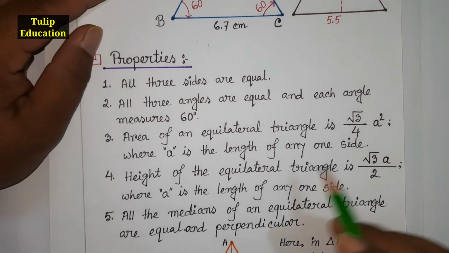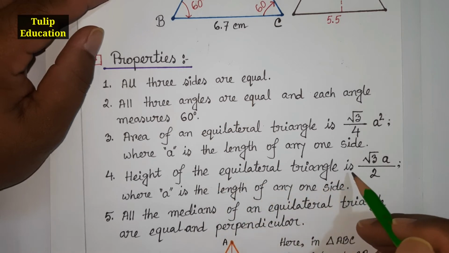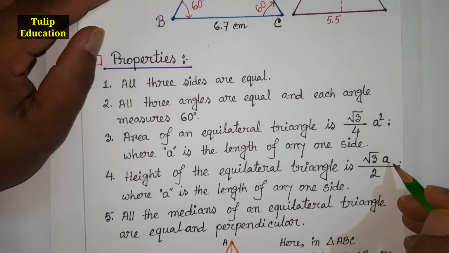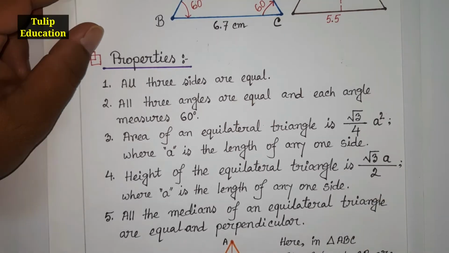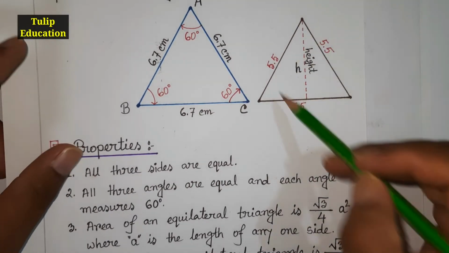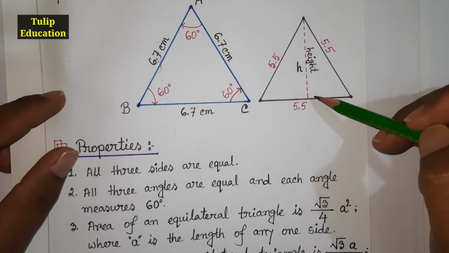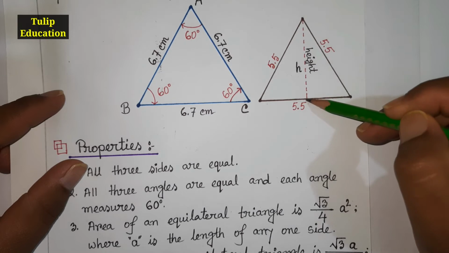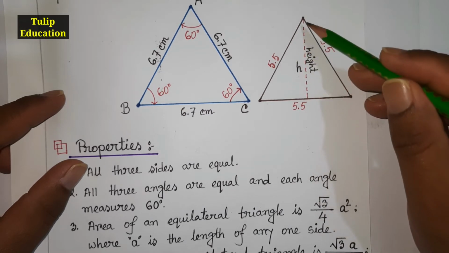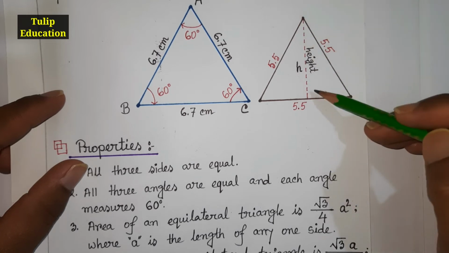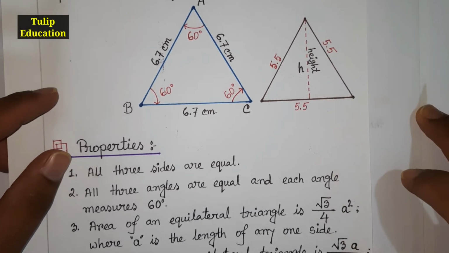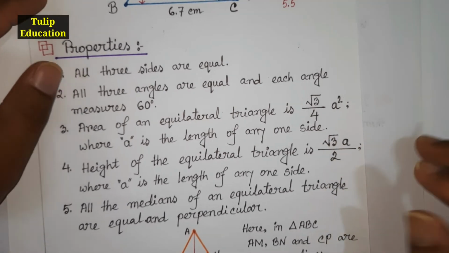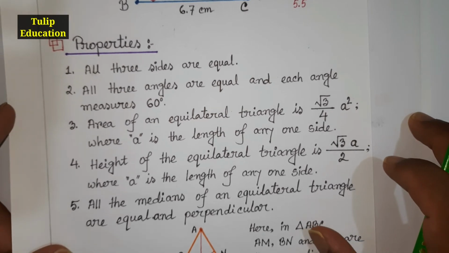Number four, height of the equilateral triangle is √3 divided by 2 into a, where a is the length of any one side. You can see in this triangle I have drawn a height. So what is the height? The height of a triangle is the distance from the base to the highest point of the triangle. So this is the height. And in our very next tutorial, this formula will help us to find out the height of an equilateral triangle.